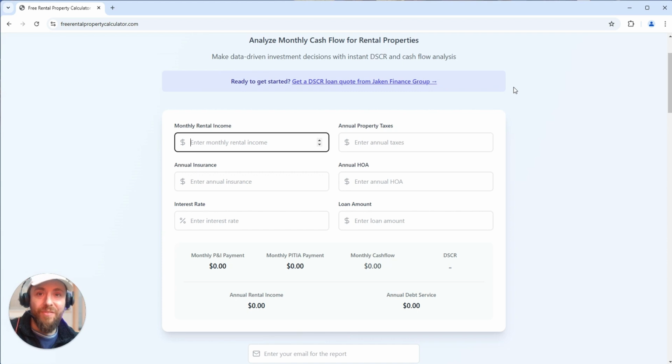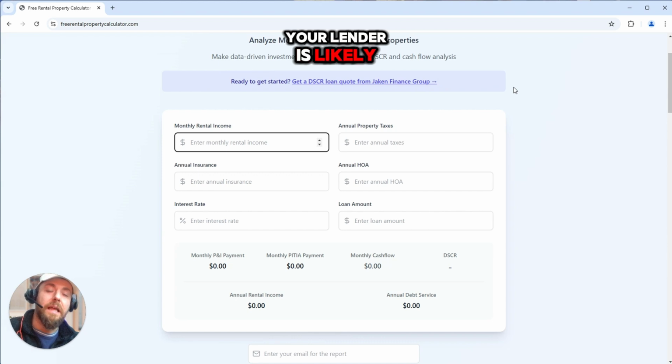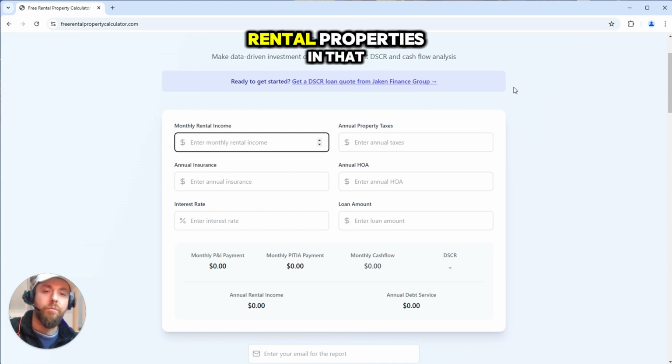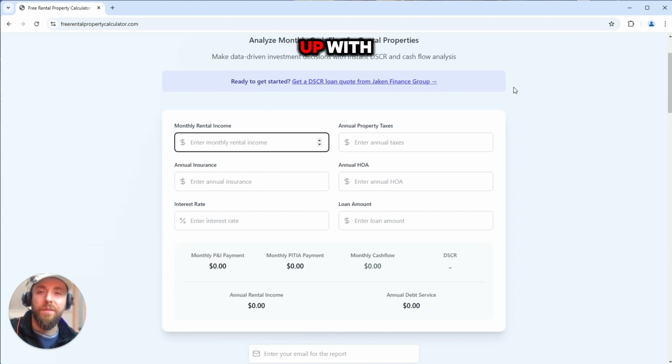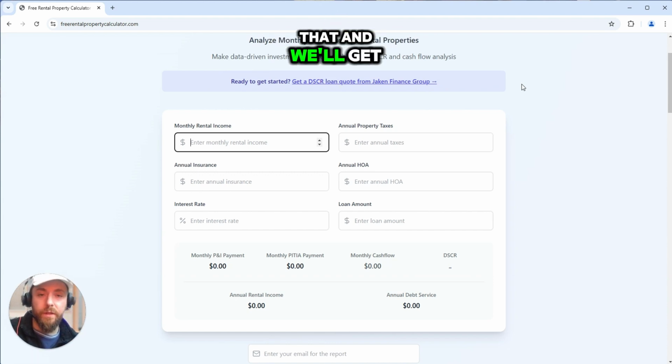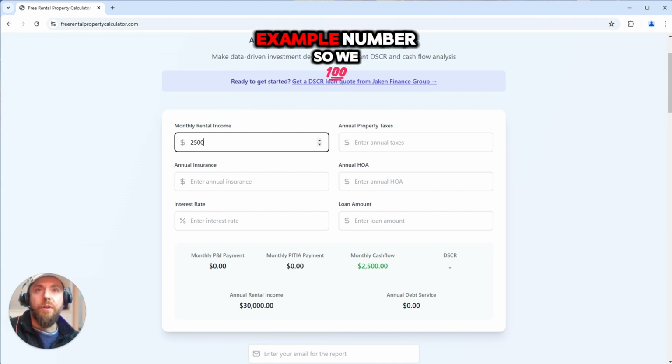One, let's say you don't have a tenant in there, or the tenant hasn't been in there too long. Your lender is likely going to use what's called a 1007, which is a rental comp form in an appraisal that the appraiser gives to the lender that tells them what rental properties in that market are renting for, and then they come up with an average based on the characteristics of the home. So you need to understand what the 1007 or market rent is for your property, because it's likely that your lender is going to use that number or a number like that, and we'll get into the nuances in a second. 2,500. I'm just using example numbers so we can go through this.